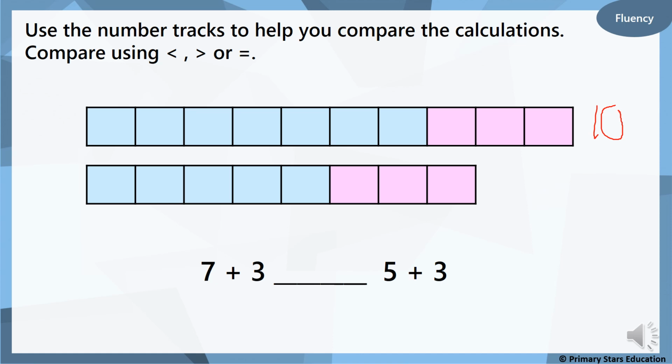So now let's have a look underneath. We've got 5, 6, 7, 8. So which one is greater, or are they equal to? So yes, the answer to 7 plus 3 is greater than 5 plus 3. So we would put the symbol in. Oh dear, it's not playing. And the big hungry crocodile would eat the bigger.